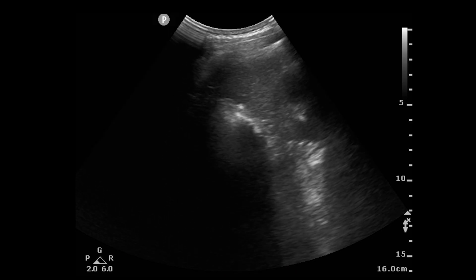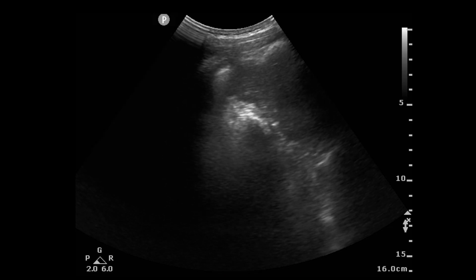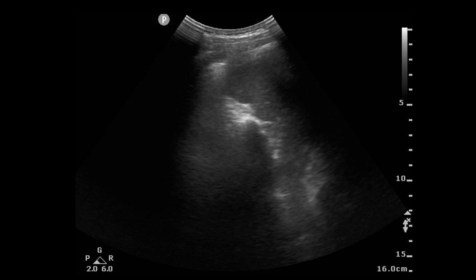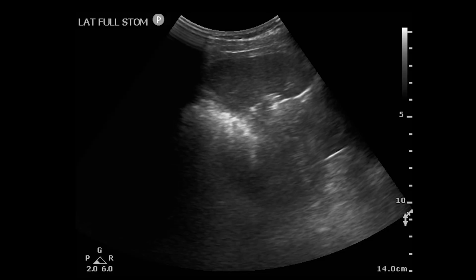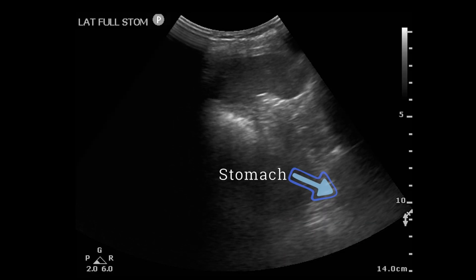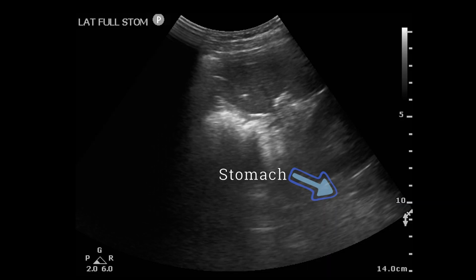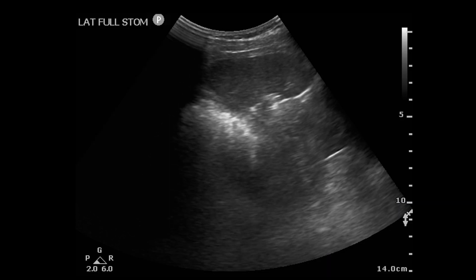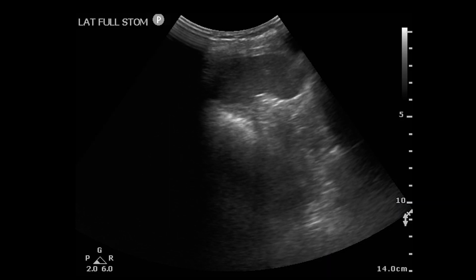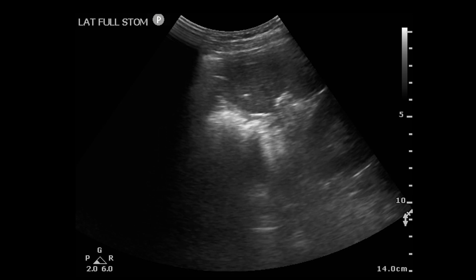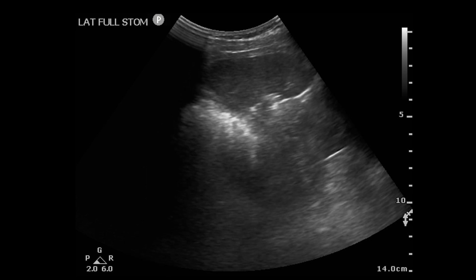This causes the footprint of the probe to be parallel to that of the ribs. This allows good visualization of the superior surface of the spleen and its lower tip, where free fluid is more likely to collect. A full stomach can give the appearance of fluid in the area, which is why it's important to move the probe posteriorly. We can also use the maneuvers mentioned above to visualize the left diaphragm and fluid collection above it.